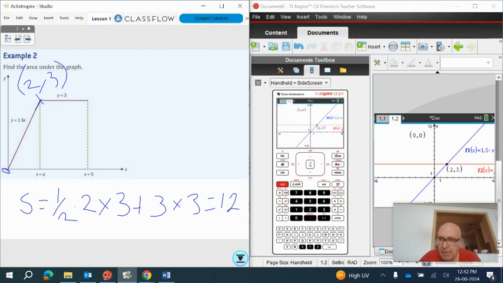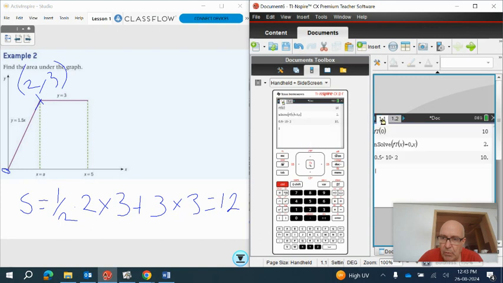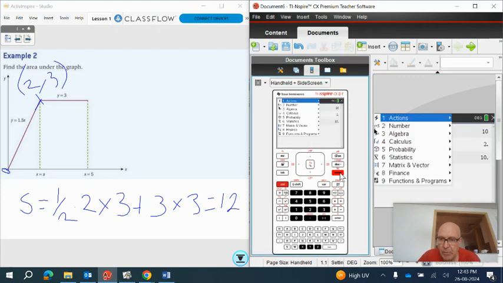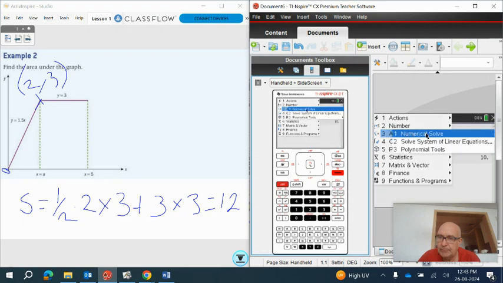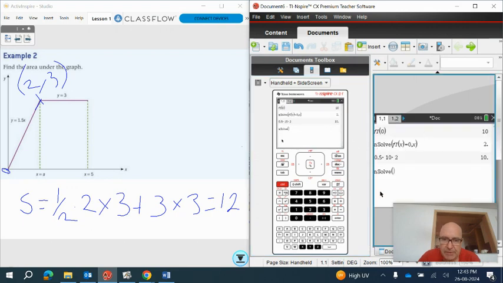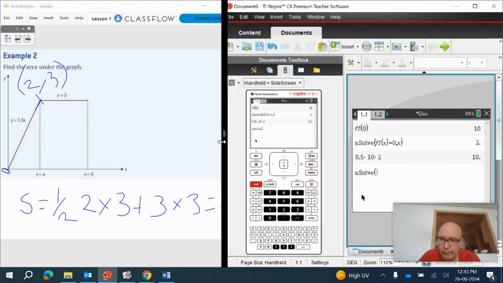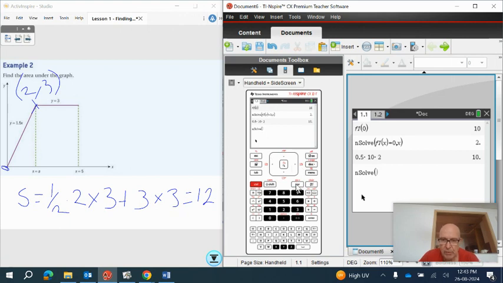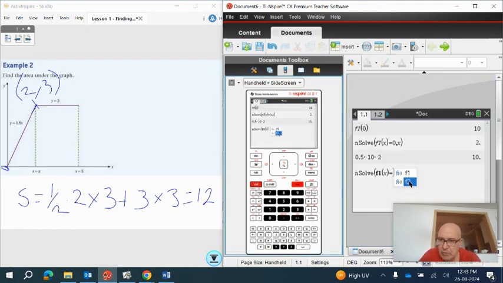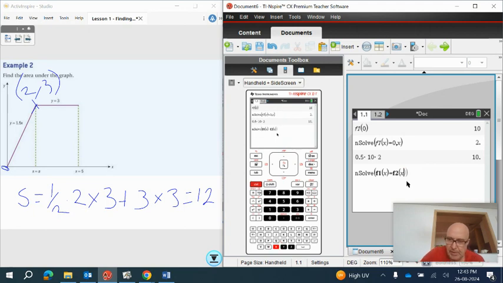Yeah. Other techniques on the calculator for that one. Got the two graphs drawn. I want to nsolve. Let me just widen that a little bit. I want to nsolve when function 1, defined on the variable x, is equal to function 2, defined on the variable x, and we're solving for x. That would give us the 2.